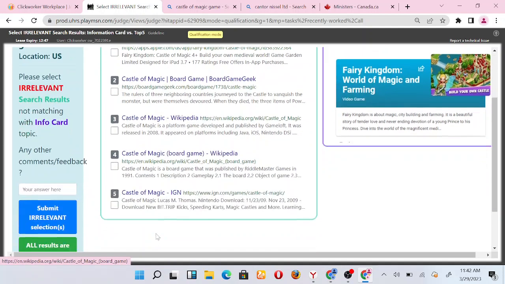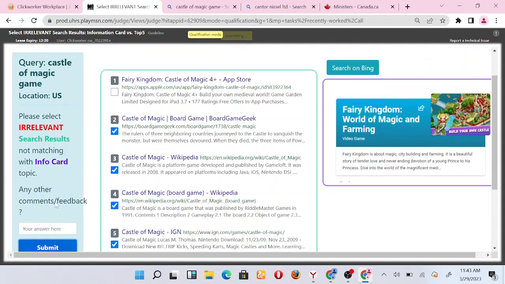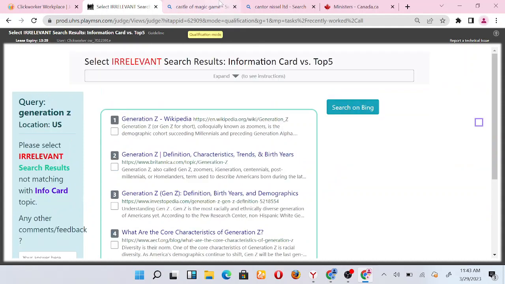So I think they are all irrelevant except the first one. Only this one is talking about Fairy Kingdom. All other ones are irrelevant, so I think this one goes.